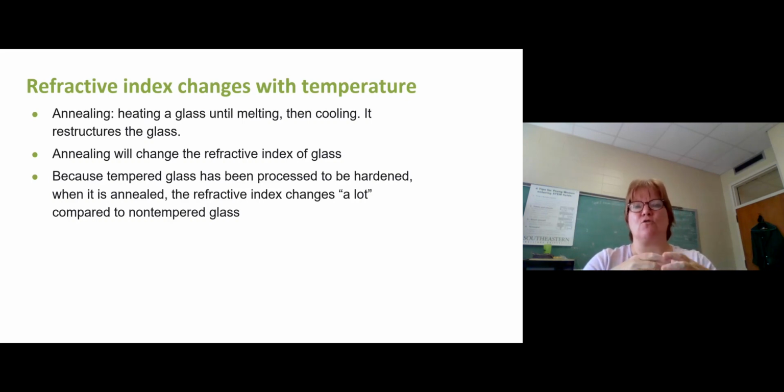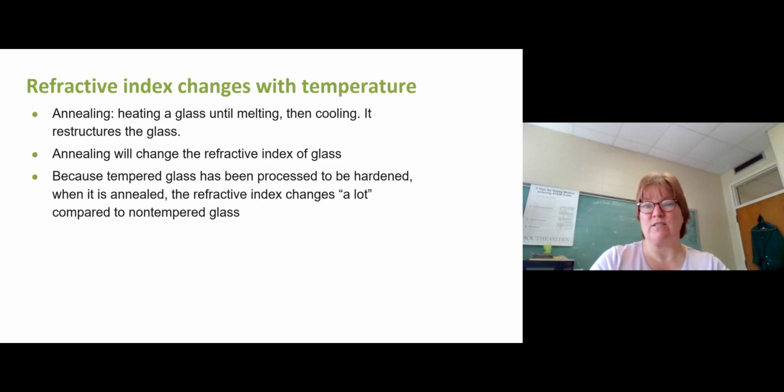It'd be like if you had a crushed piece of ice and you didn't want it crushed anymore, you could melt it and then refreeze it. That's what annealing basically is. And annealing, the process, is changing the structure of the glass, right? So it's actually changing the crystalline structure, and so it ends up changing the refractive index of glass. Tempered glass has been processed, heated and cooled a lot to harden and strengthen it. It's going to have a very different refractive index than non-tempered glass.